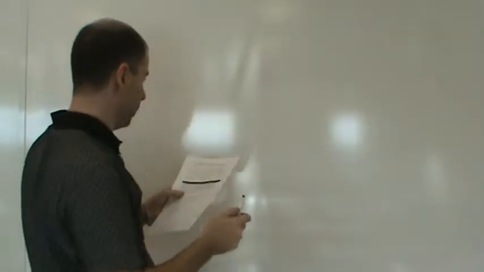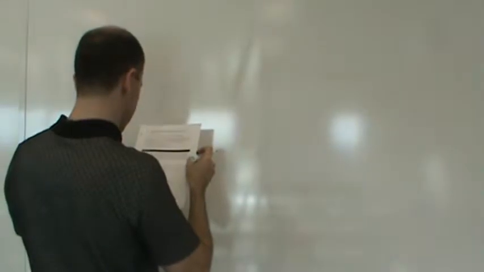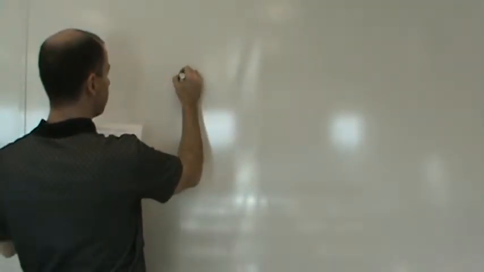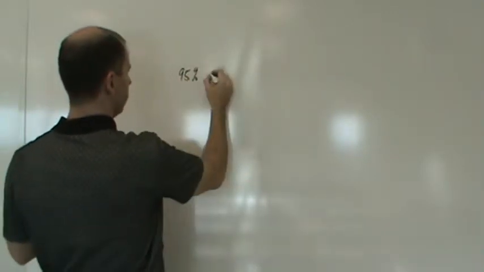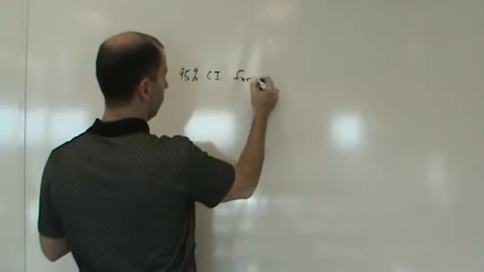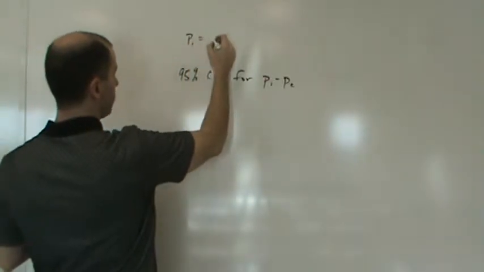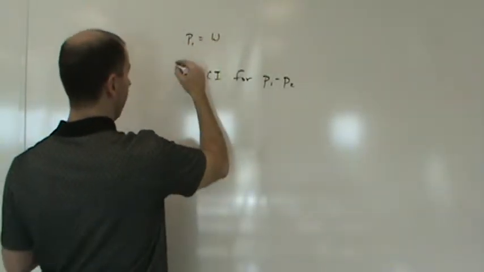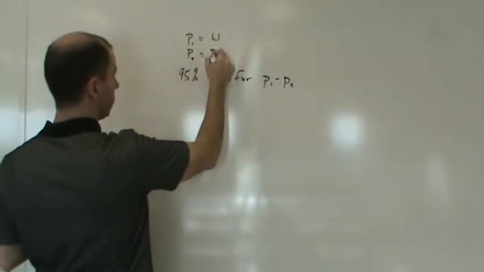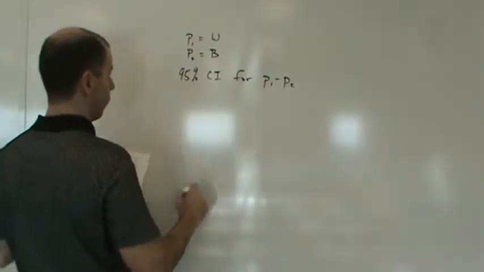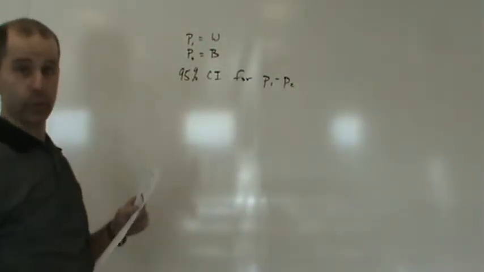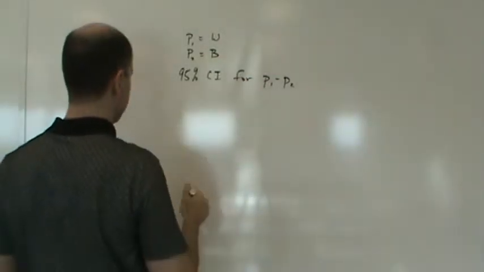So let me redo that example. Here's the example with the cell phone users. I'm not going to redo the whole thing, but you're doing a 95% confidence interval for P1 minus P2, where P1 is the proportion of whites that are cell phone users, and P2 is the proportion of blacks who are cell phone users. We want a 95% confidence interval for the difference between those two proportions.